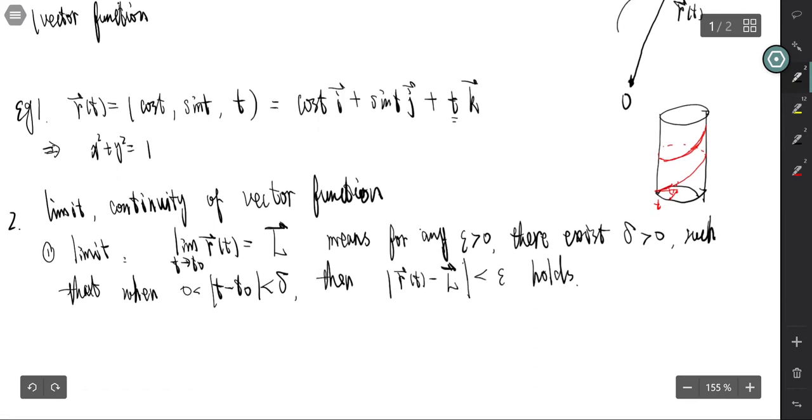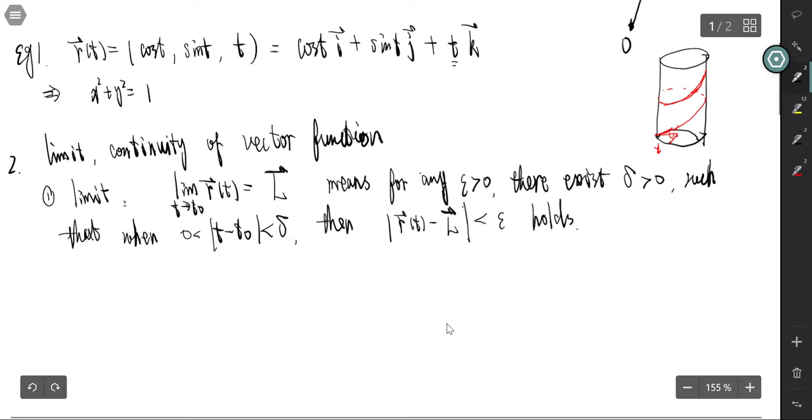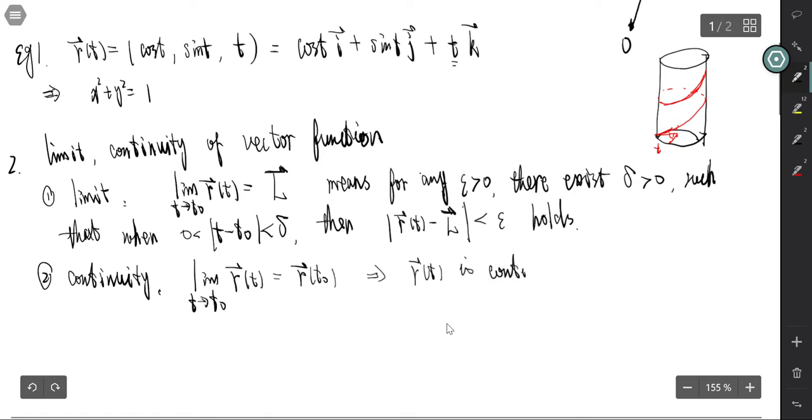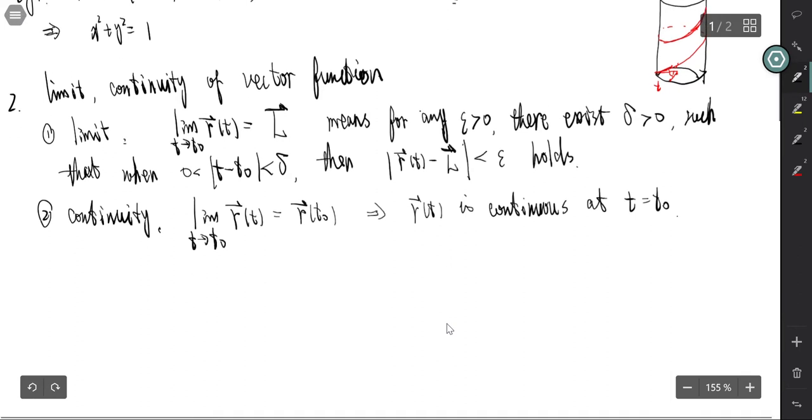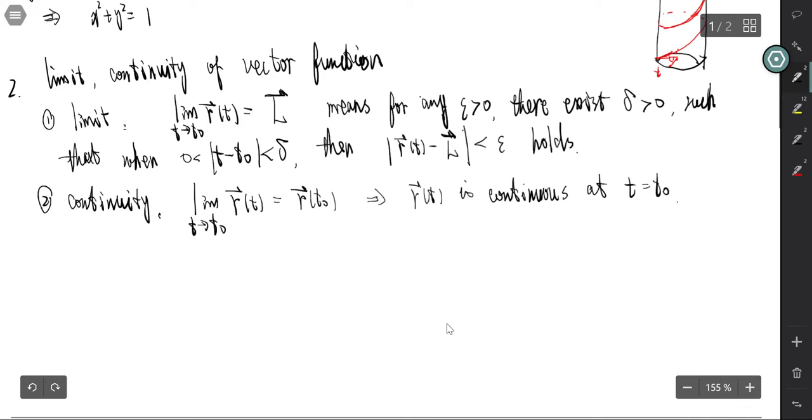The definition of limit of a vector function is similar to that of a scalar function. The second is the definition of continuity. If the limit as t approaches t naught of r(t) equals r(t naught), then we say that r(t) is continuous at t naught. And if r(t) is continuous at every point in the interval, we say that r(t) is continuous on the interval. It is the same as for a scalar function.